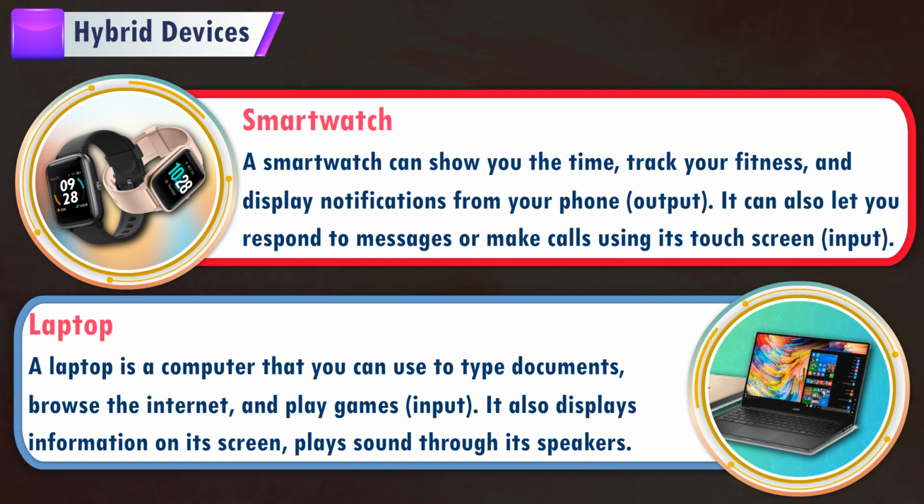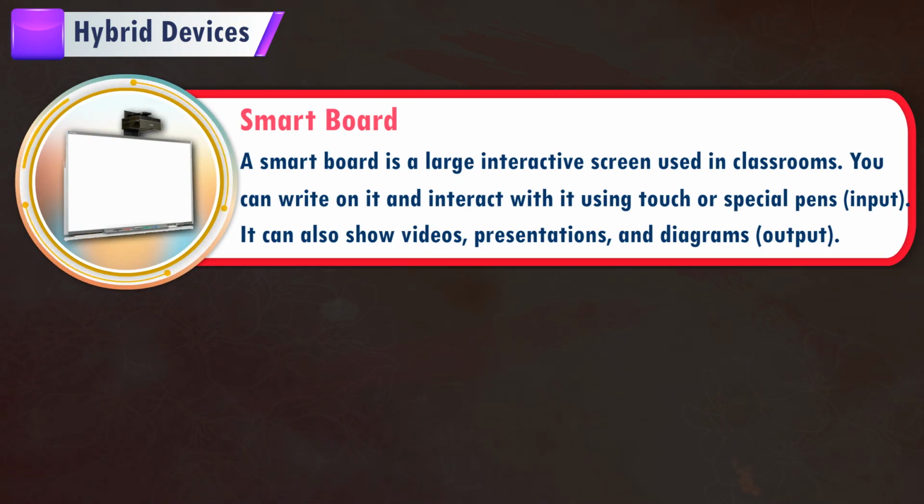Laptop. A laptop is a computer that you can use to type documents, browse the internet, and play games, input. It also displays information on its screen, plays sound through its speakers. Smartboard. A smartboard is a large interactive screen used in classrooms. You can write on it and interact with it using touch or special pens, input. It can also show videos, presentations, and diagrams, output.